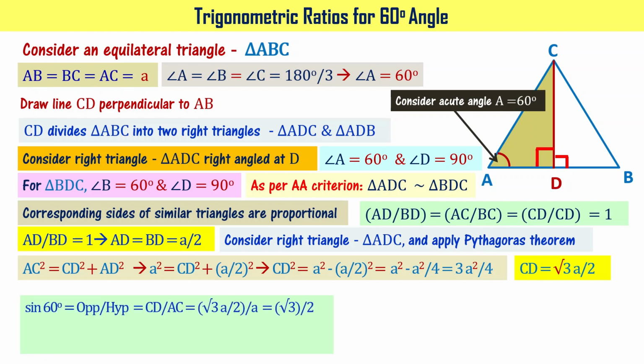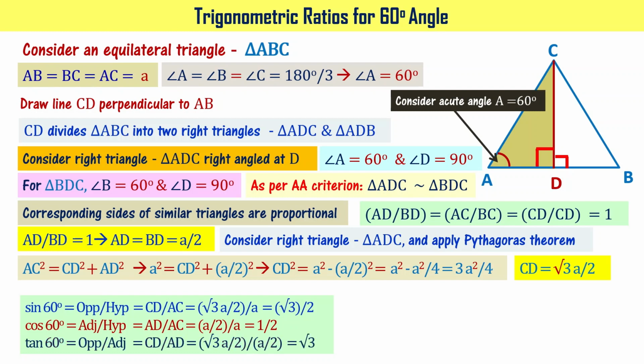Sin 60 degrees is going to be equal to CD by AC, that is equal to root 3a by 2 divided by a, that is equal to root 3 by 2, right? And cos 60 is going to be AD by AC, that is a by 2 divided by a, that is equal to half. And tan 60 is equal to root 3.